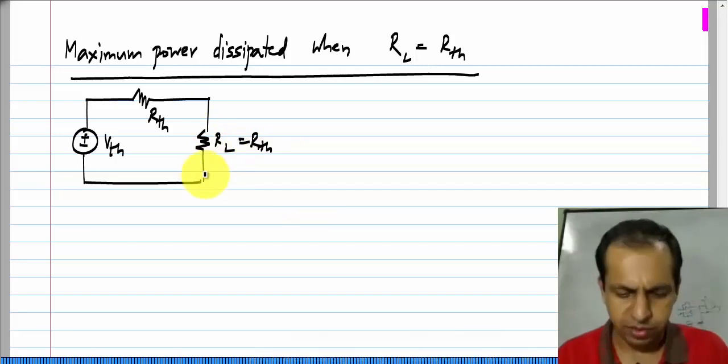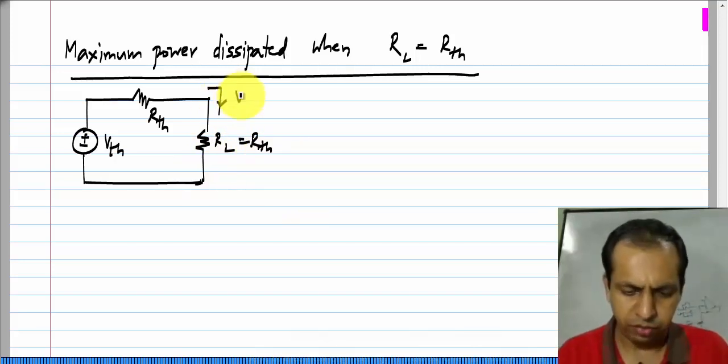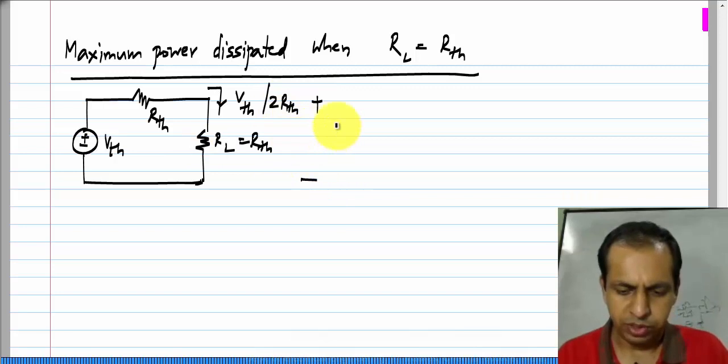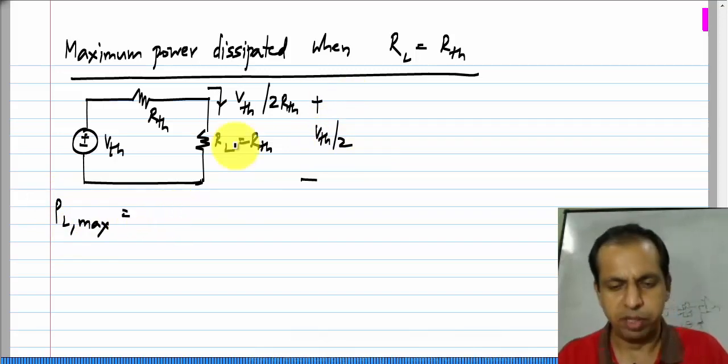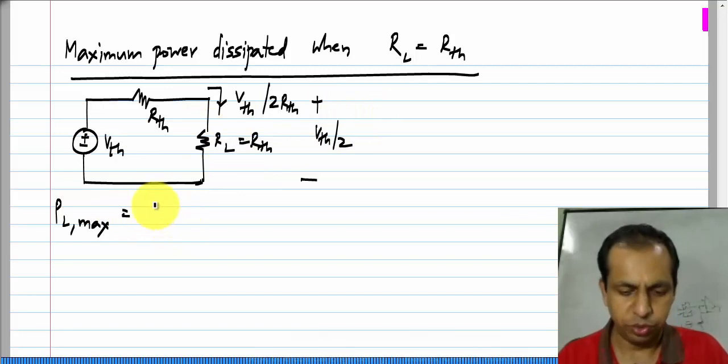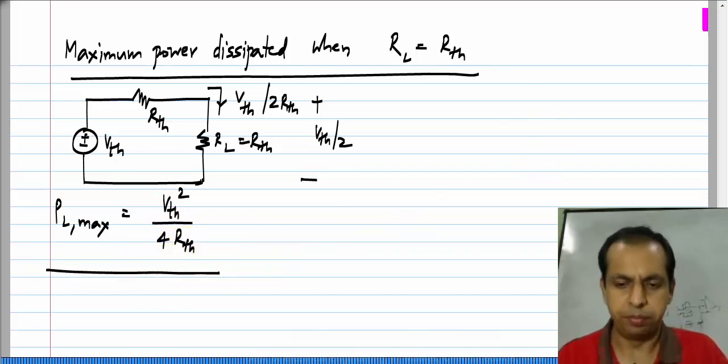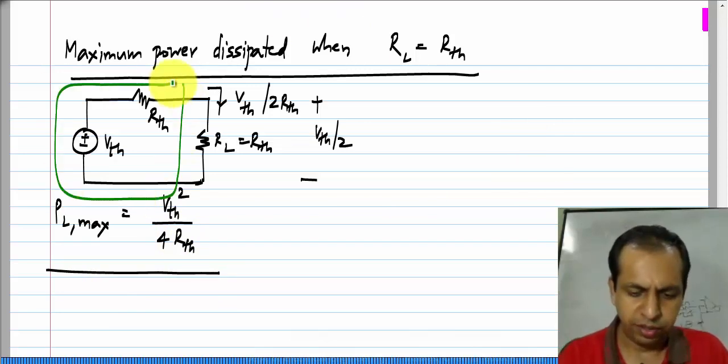So, if this is the case, the current here will be VTH by 2 RTH, and the voltage across this will be just VTH by 2. So, the maximum power that can ever be dissipated in RL as you vary RL for a given source is the product of this voltage and current, which is VTH square by 4 RTH.